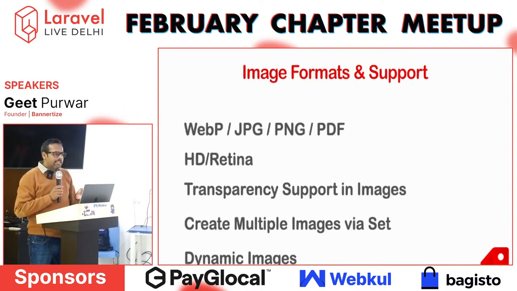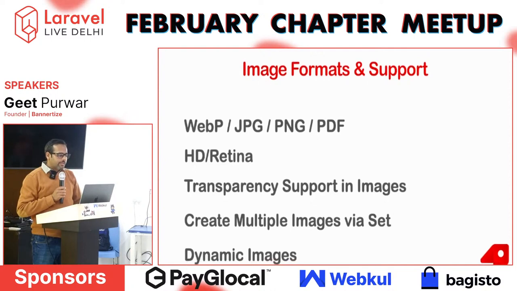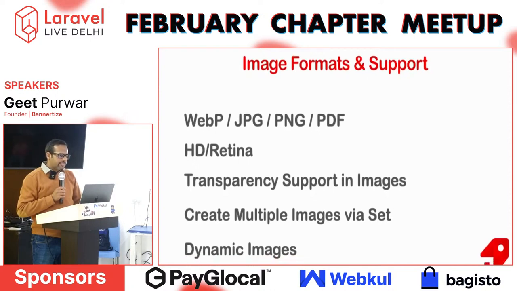The images that we get from Bannertize come in these formats. We get WebP, which is pretty much optimized and lossless in comparison to size. We also get JPEG and PNG, and we can generate PDF. We also develop retina and transparent images, and we have the facility to generate multiple images in one request.